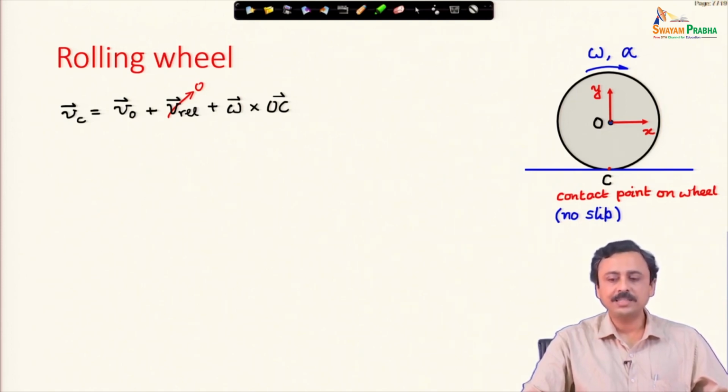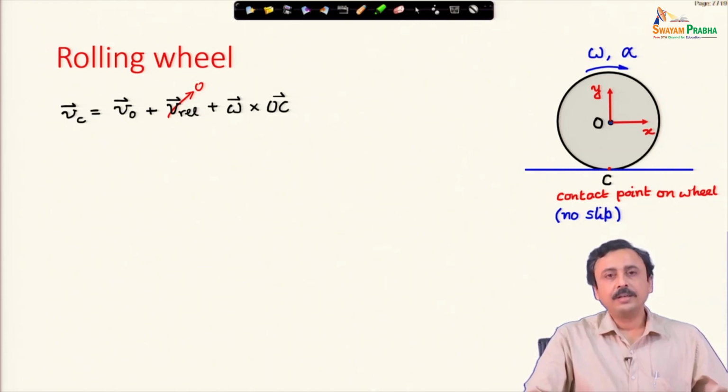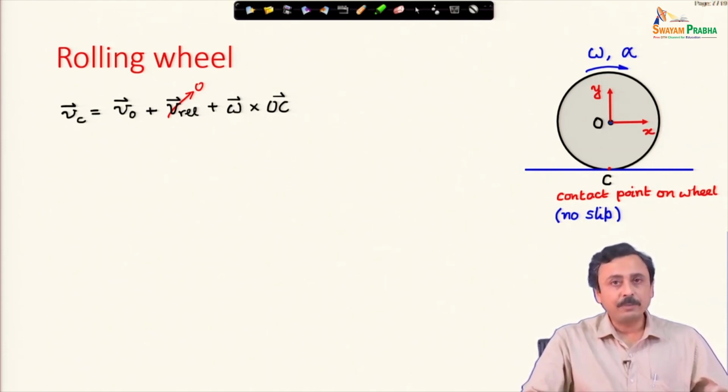Now, notice that C is a point which belongs to the wheel, but currently in contact with the ground. C is not a point on the ground, C is a point belonging to the wheel, but right now it is in contact with the ground. So, it is a contacting point. Therefore, C is a point belonging to a rigid body, O is a point belonging to the same rigid body. Therefore, V_rel is 0, we have discussed this.